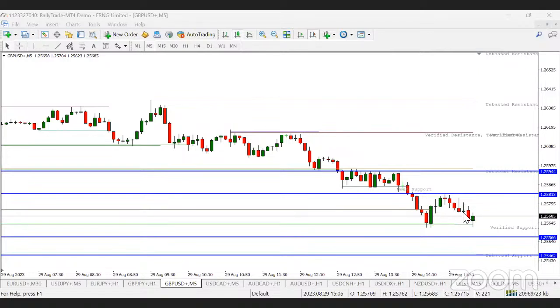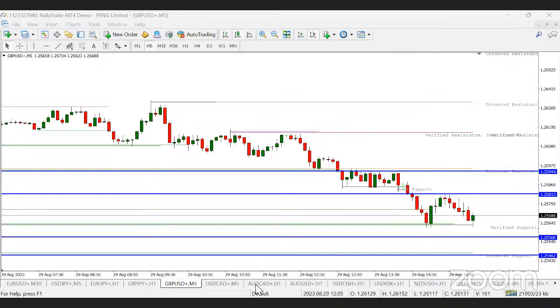Let me take it again. For the buy entry, we'll be taking up a trade at price 1.25813, and my take profit will be at price 1.25944. For the sell, my entry is going to be at price 1.25566, and my take profit would be at price 1.25462. So that is my entry position and my take profit for GBP USD.